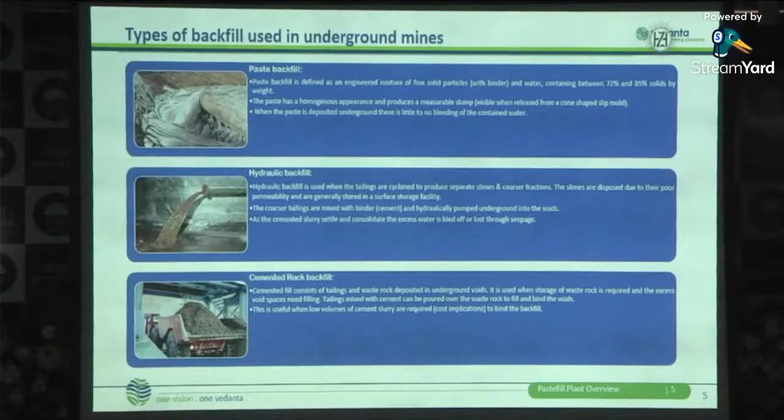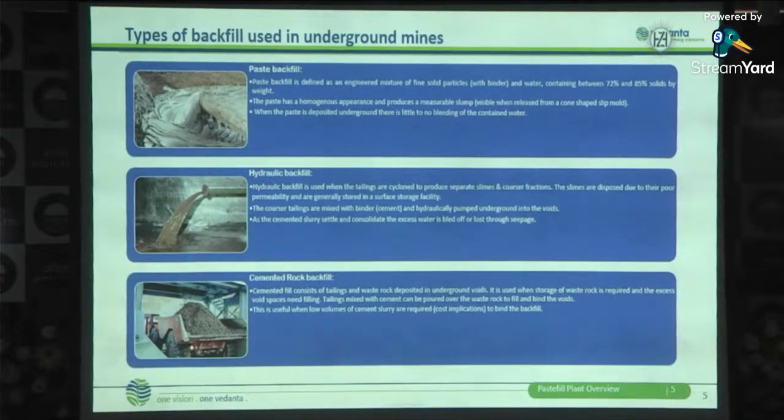So what is the advantage of paste backfilling? We can use both fine particles as well as coarse particles. And as the water percentage is very low, the water that remains inside the paste fill we do not require to drain out, because that water will be used in the hydration process. So there is no need to drain out the water like in hydraulic filling.